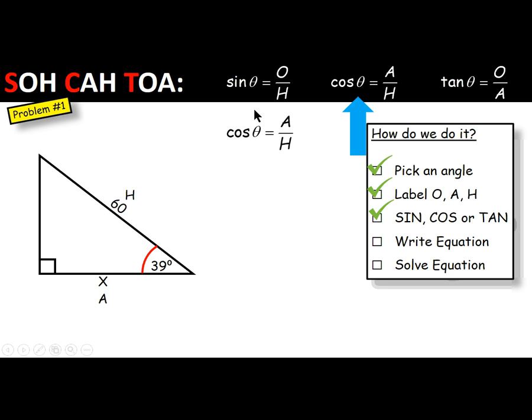A is x. The adjacent side is x, on the top of the fraction. The bottom of the fraction is hypotenuse. That's going to be 60. So we plug these numbers in. So now we've written our equation. The last step is to solve the equation.